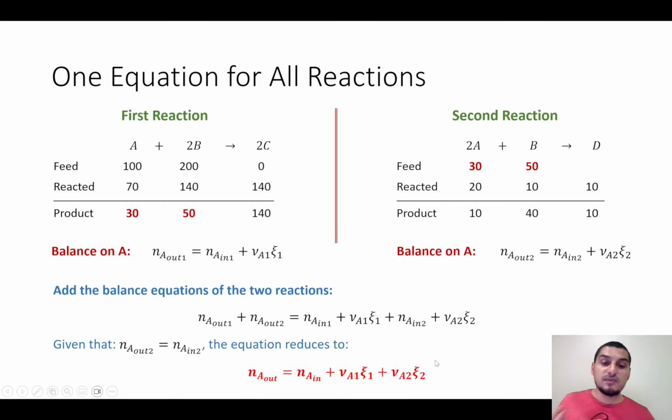And this is a very nice equation, because it doesn't go into the intermediate values of A inside the reactor. We just calculate the number of moles of the product from the reactor in terms of the number of moles of A fed into the reactor. And then we have the coefficients and the extents of reaction. So this equation is similar to this and this. It only includes one more term here, which accounts for the consumption of A in one extra reaction.